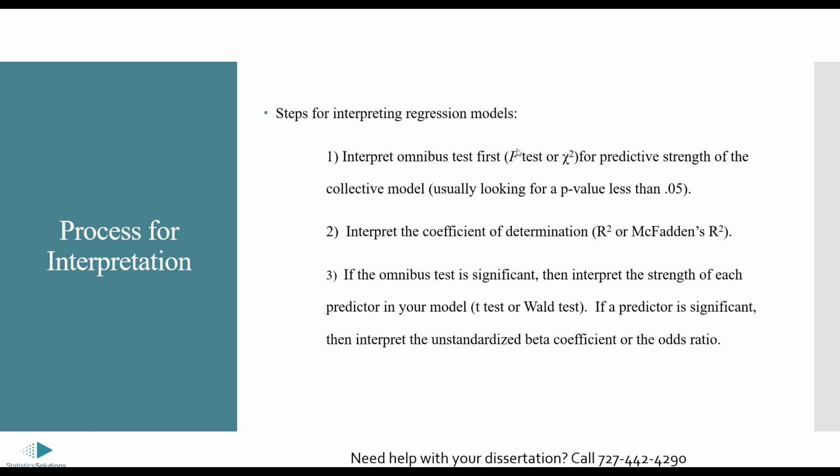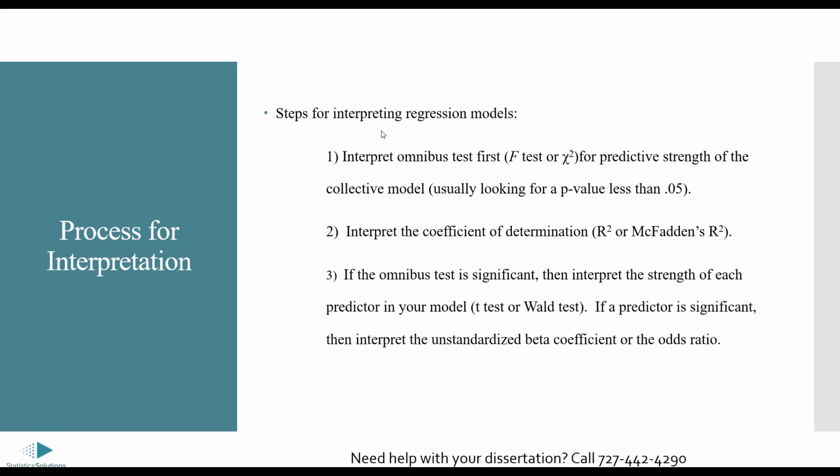Every time you run a regression model, you want to check step 1 and step 2. No matter what, you always run step 1 and step 2. Step 3 is run contingent on if step 1 is significant. So if you have a significant omnibus test, then you examine step 3. And step 3 is examining each predictor in the model on its own.